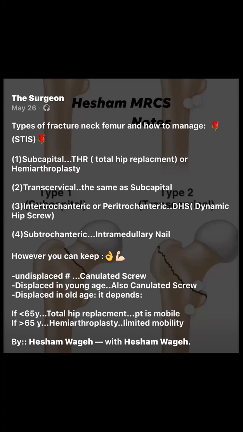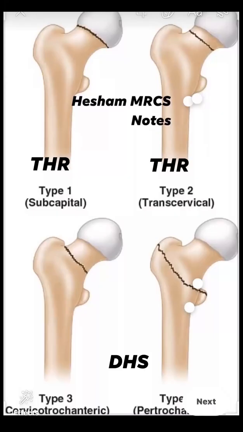Then displaced in old age, it depends on the age. If the age is less than 65, the patient is mobile, I will go for total hip replacement. If the age is more than 65, the patient with limited mobility, I'll do hemiarthroplasty. Clarified? Okay, let's see, like this, for you to remember.